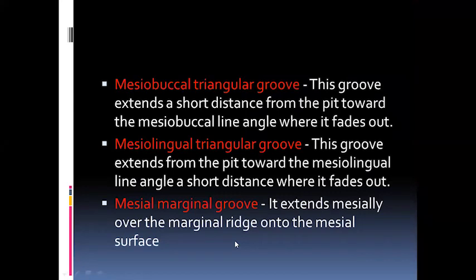Mesiobuccal triangular groove. This groove extends a short distance from the pit towards the mesiobuccal line angle, where it fades out. Mesiolingual triangular groove. This groove extends from the pit towards the mesiolingual line angle a short distance, where it fades out. Mesial marginal groove. It extends mesially over the marginal ridge onto the mesial surface.